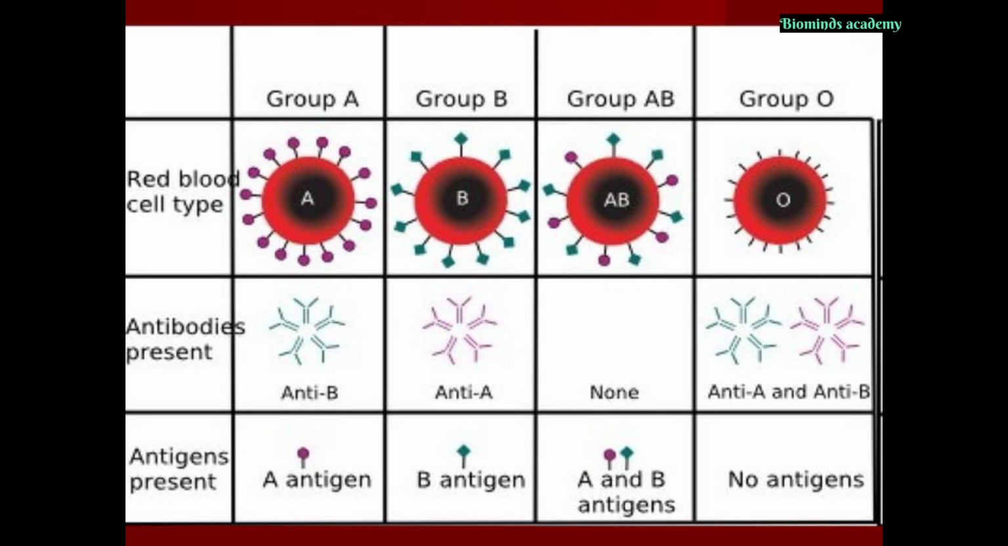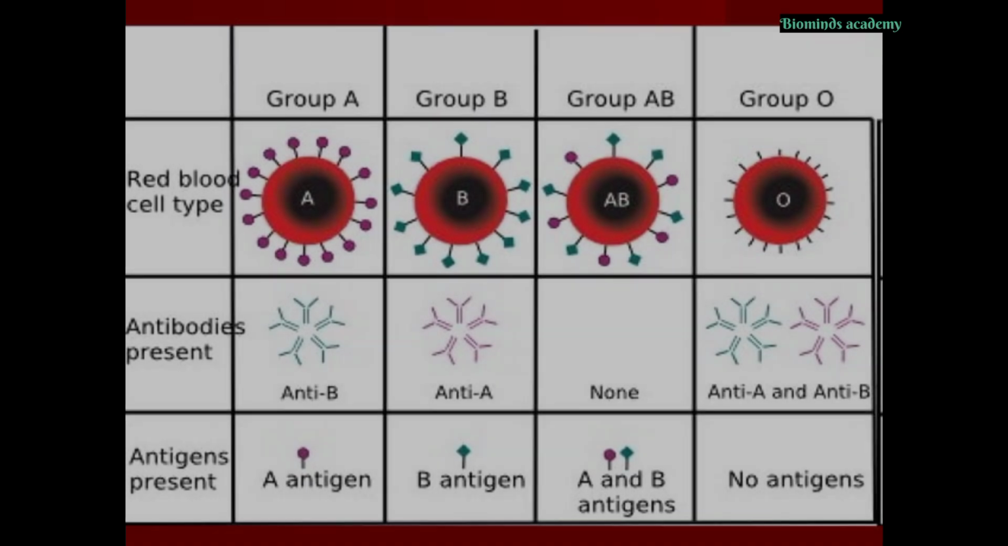So here is a clear table. In group A, antibody B is present and antigen A is present. In group B, antibody A is present and antigen B is present. In group AB, there are no antibodies present, but antigens A and B are present. And in group O, the antibodies A and B are both present and the antigens are absent.